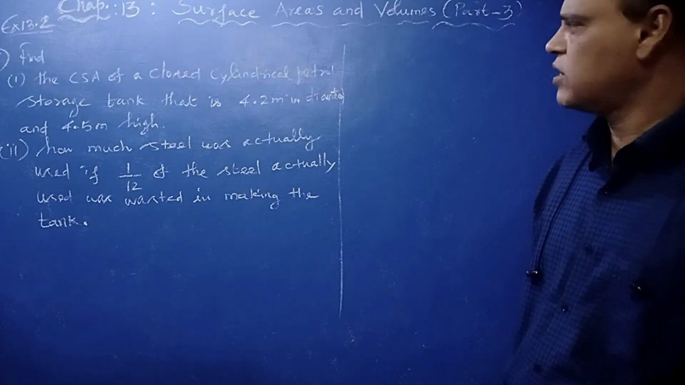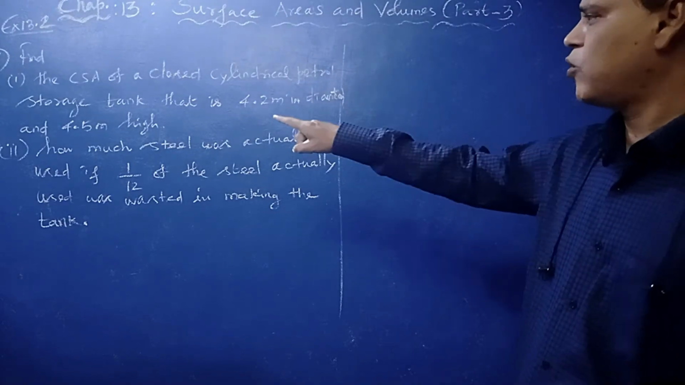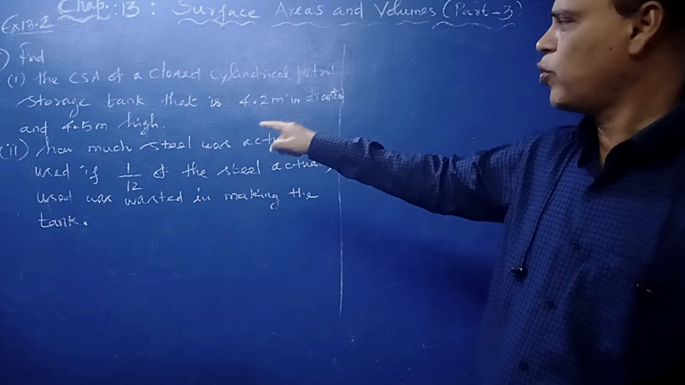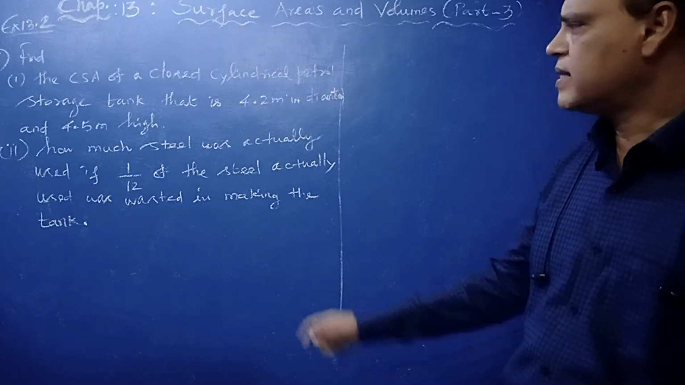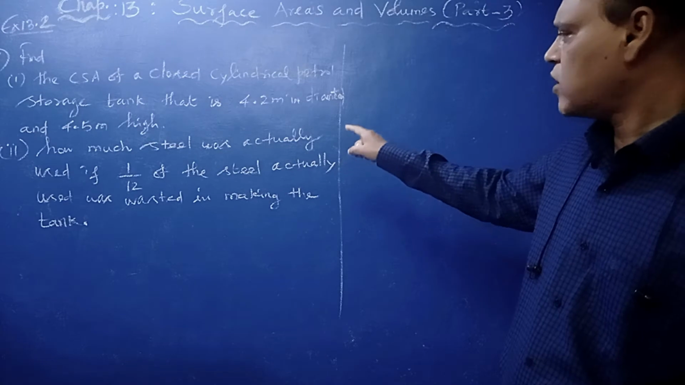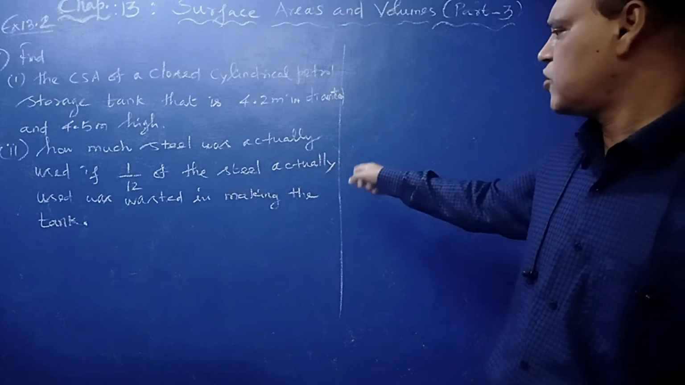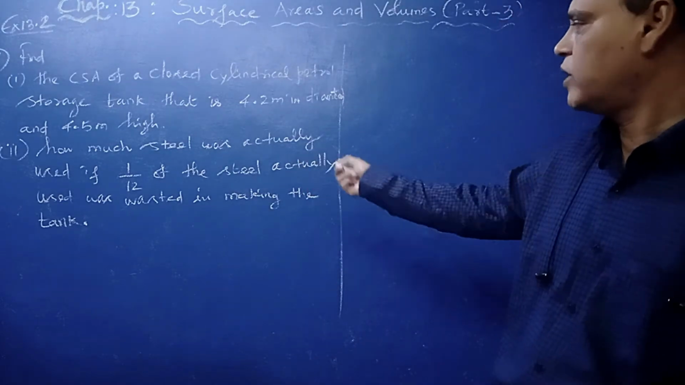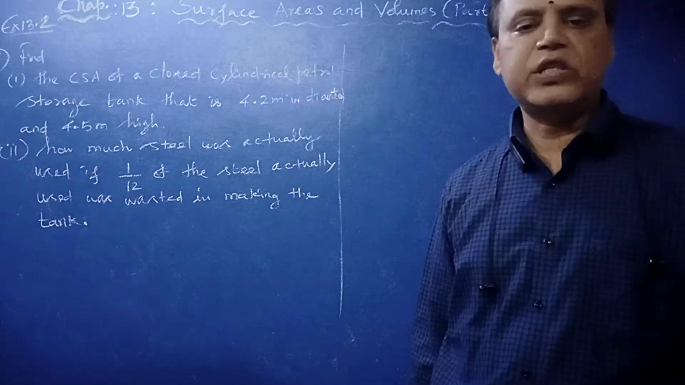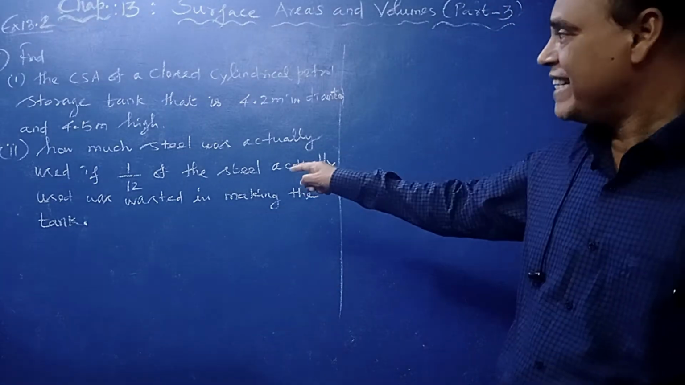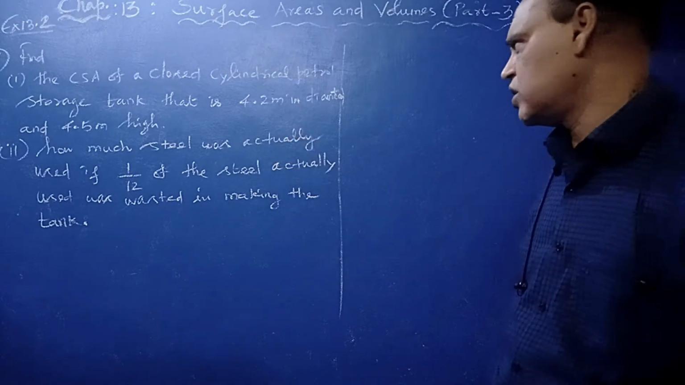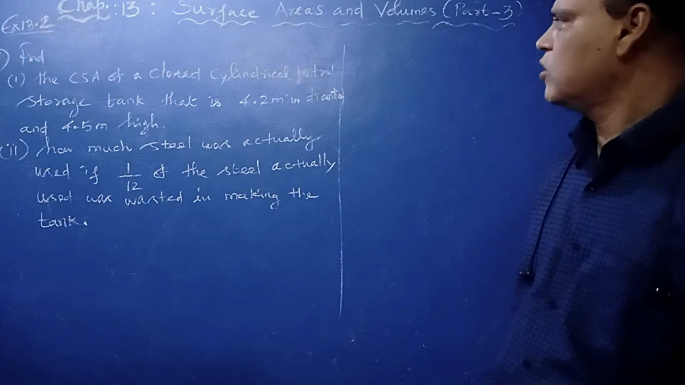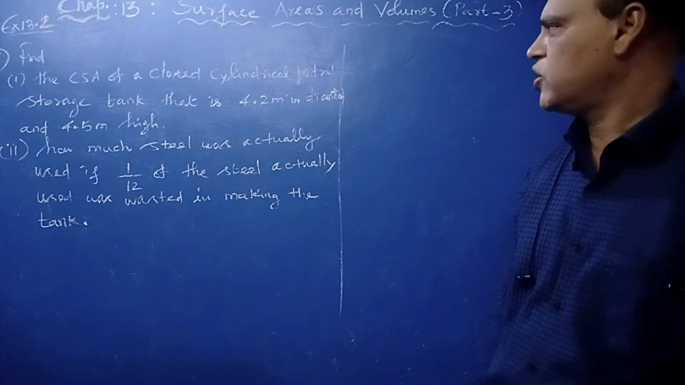Ninth problem, the first subdivision. Find the CSA of a closed cylindrical petrol storage tank that is 4.2 meter in diameter and 4.5 meter in height. And second, how much steel was actually used, if 1 by 12 of the steel actually used was wasted in making the tank. So using that condition, you have to find out how much steel was actually used. First you have to find the CSA of the closed cylindrical petrol storage tank.